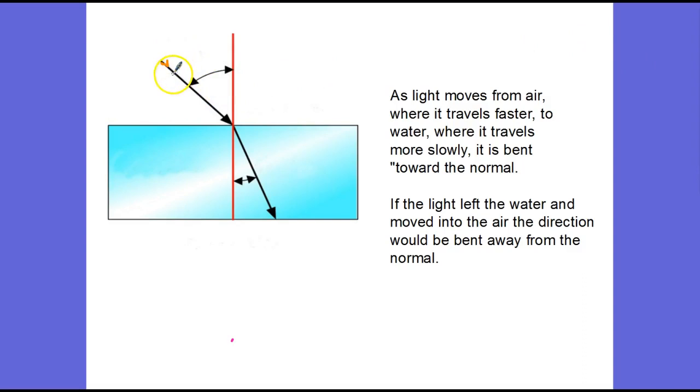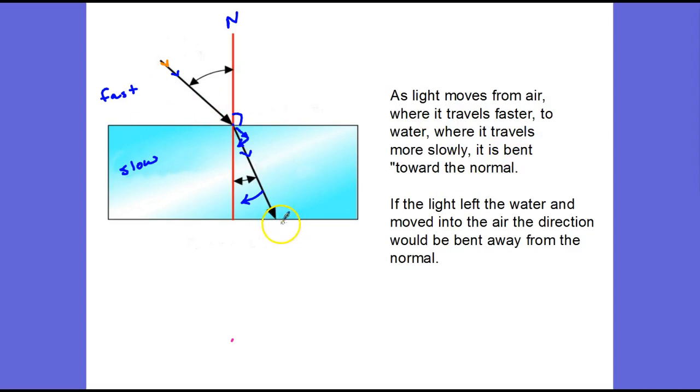This would be our incident ray coming in here, and this would be our refracted ray, and you can see it's bent. This is the normal line, normal to the surface. In this case, this is air, where light travels fast, and this is water, where light travels slower. And you can see that the light is bent toward the normal line. So this light ray would have continued in this direction, but it is bent toward the normal when it goes from a fast material to a slow material.